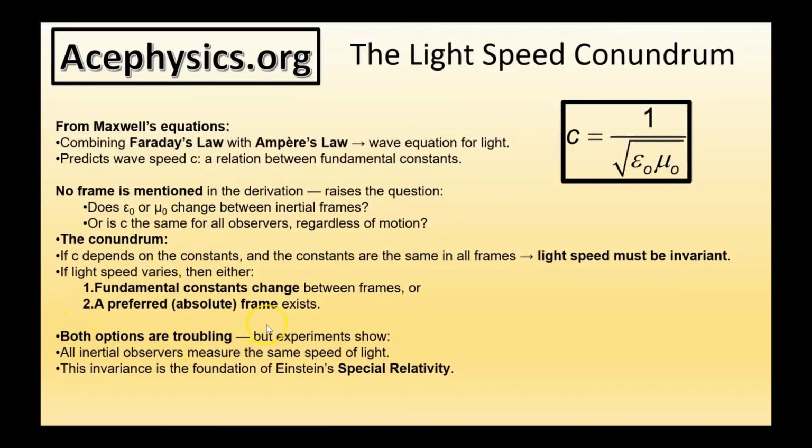Both options are troubling. Experiments show that all inertial reference frames measure the same speed of light, and this invariance is one of the core foundations of Einstein's special relativity. In fact, it's one of the two postulates of relativity.